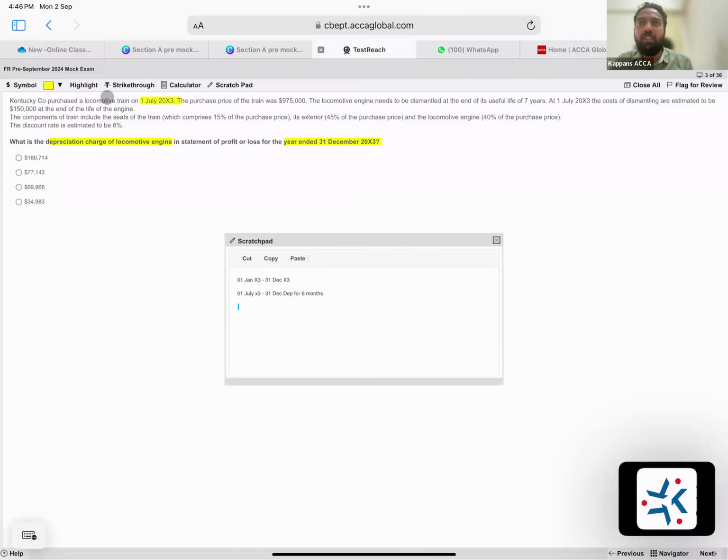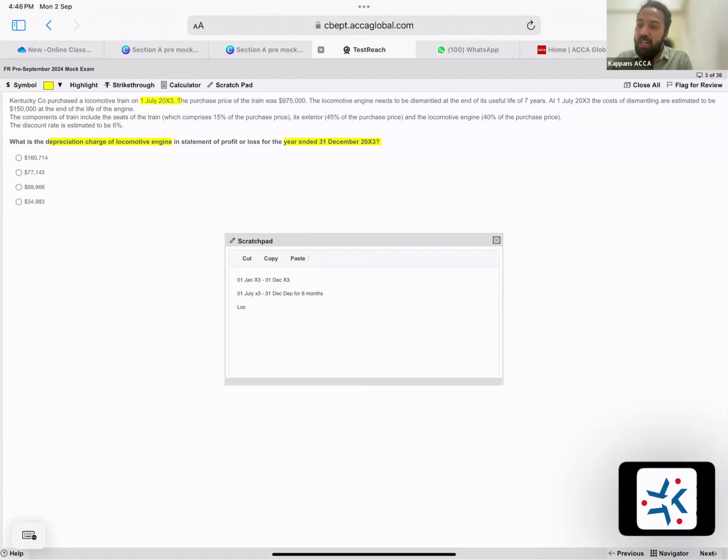And the purchase price of the locomotive train was 975,000. The locomotive engine needs to be dismantled at the end of its useful life of 7 years. At July X3, that is the beginning, the cost of dismantling is estimated to be 150,000 at the end of the life of the engine. The components of the train include the seats, which consist of 15% of purchase price, its exterior 45% of purchase price, and locomotive engine 40% of purchase price. The discount rate is estimated to be 6%.